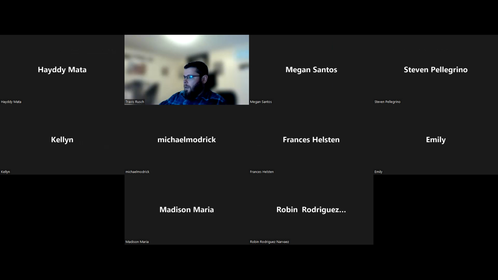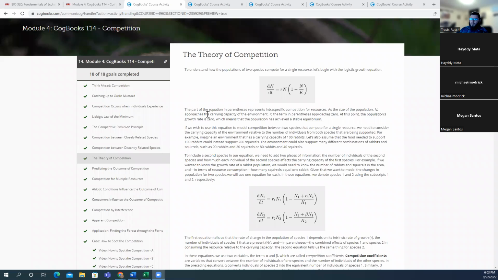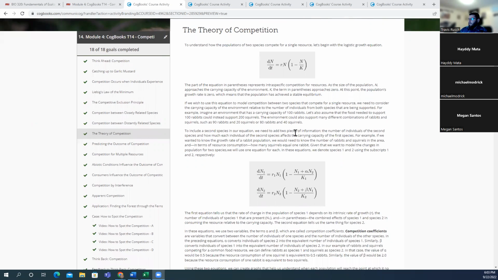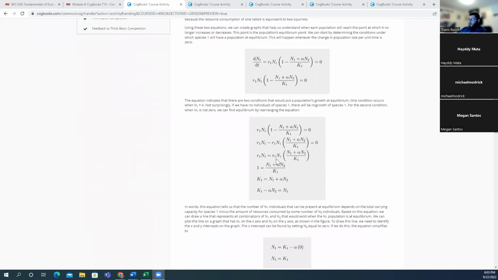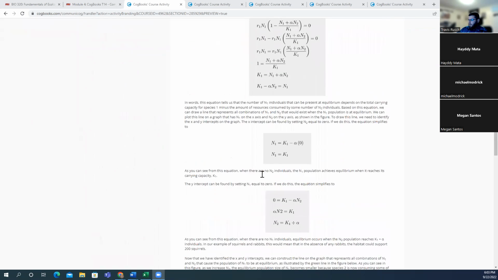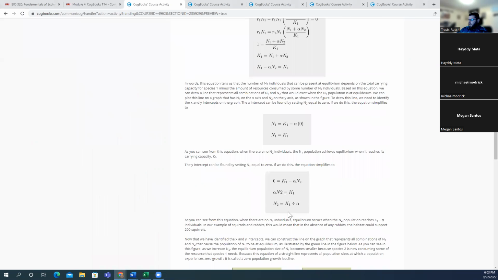And I will say, I'll share my screen on this, but the equations are not going to be very important as a whole. You won't have to do any actual calculations on this exam. It's important to know the background, and ultimately what we want to know is these right here, where N2 equals K1 divided by alpha. That's going to be important conceptually.